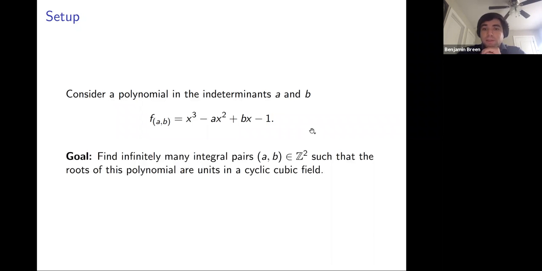And so our goal is that we want to find infinitely many integral pairs a and b, just to start with, such that the roots of this polynomial are units in a cyclic cubic field. The main thing to highlight here is that we want the roots of this polynomial not to just generate a cubic field, like an S3 extension. We want to make sure that it's actually a C3 extension, not an S3 extension. So we want it to be a cyclic cubic field, and we really want to find infinitely many integral pairs.